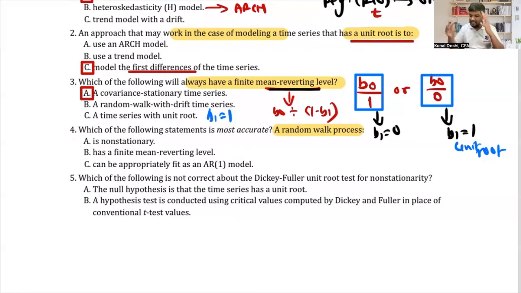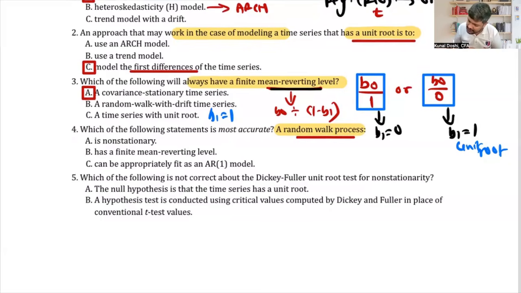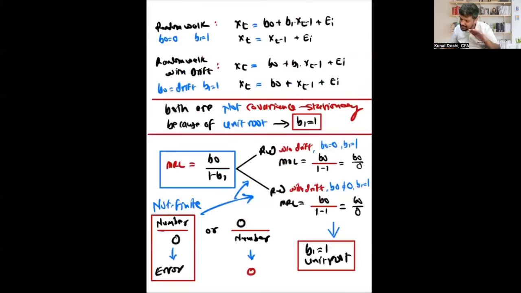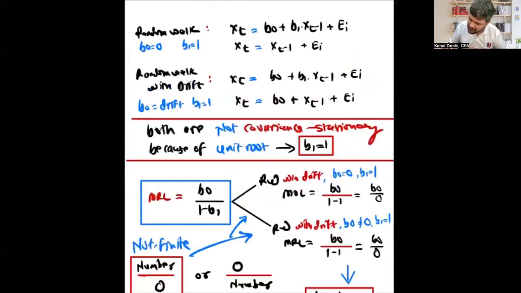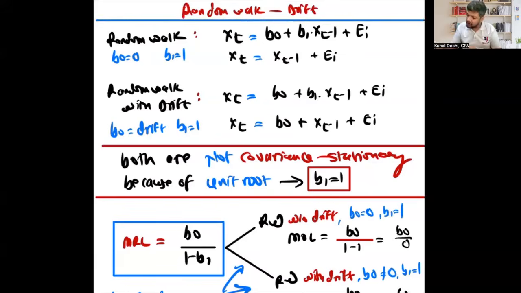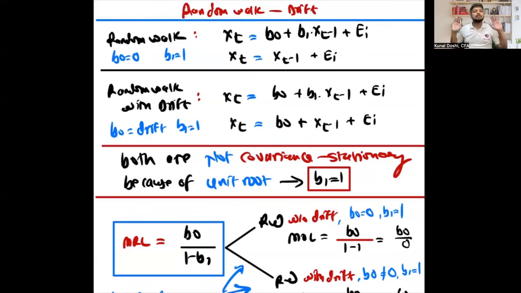Easy. See all of this information, the questions that they ask are very easy. A random walk process is non-stationary. Here, watch out. A random walk we discussed, with or without drift, right? If you notice carefully, guys, a random walk with or without drift, both are non-covariance stationary because both have a unit root problem, which can be fixed using the first differencing concept.